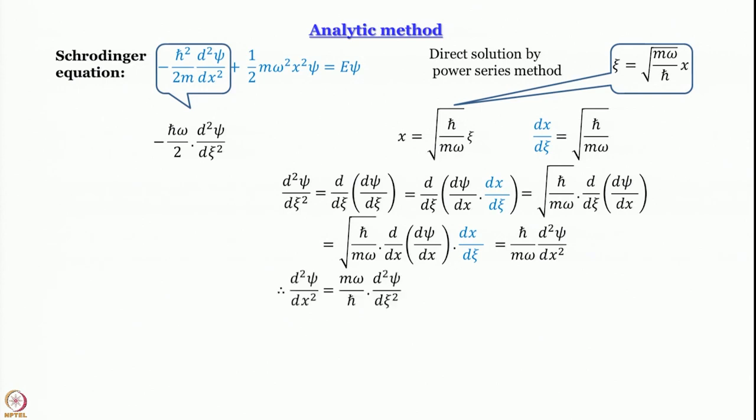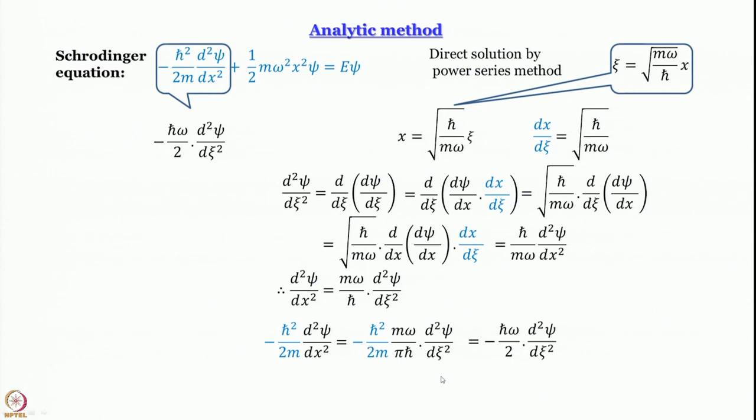So, d²ψ/dx² very easily is (mω/ħ) d²ψ/dξ². So, what we do is instead of d²ψ/dx², we are going to write this and then multiply by minus ħ²/2m. So, minus ħ²/2m multiplied by mω/ħ d²ψ/dξ² gives us minus ħω/2 d²ψ/dξ², right? That is what we have written here.